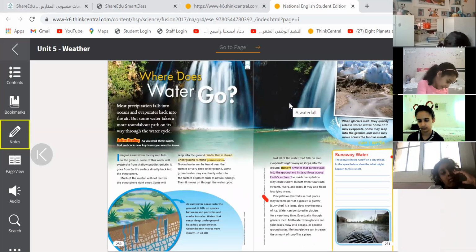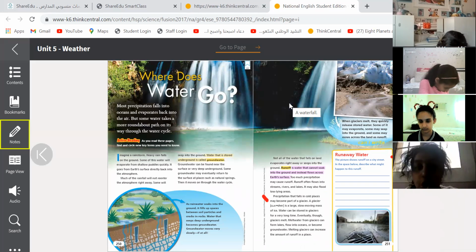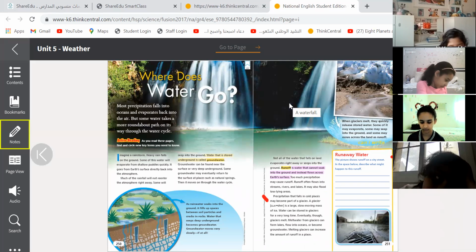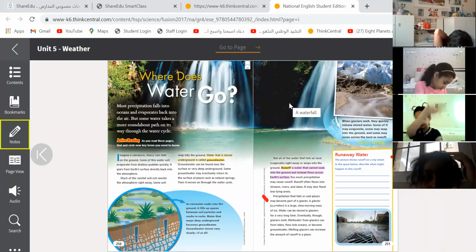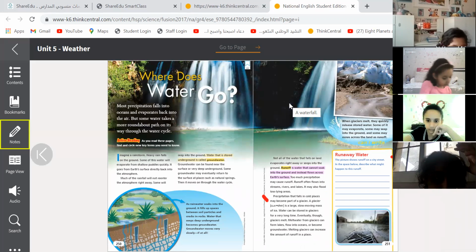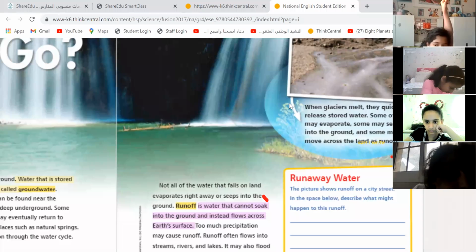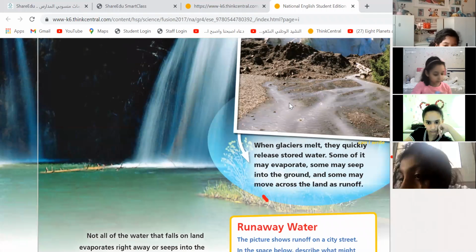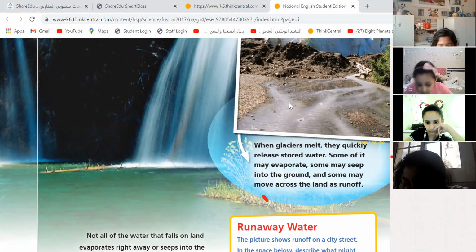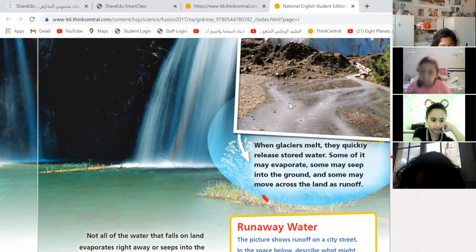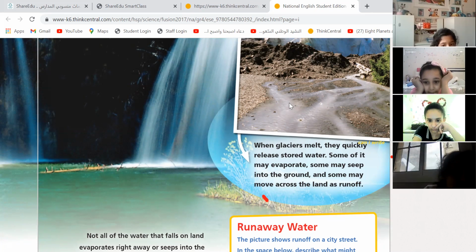Like waterfalls, lakes, rivers. All these are runoff waters because they run. So runoff is water that cannot go under the ground. We call it runoff water, just like waterfalls, rivers, or lakes. Also, when glaciers melt, they quickly release the stored water, okay? Some of it may evaporate, some may seep into the ground, and some may move across the land as runoff.